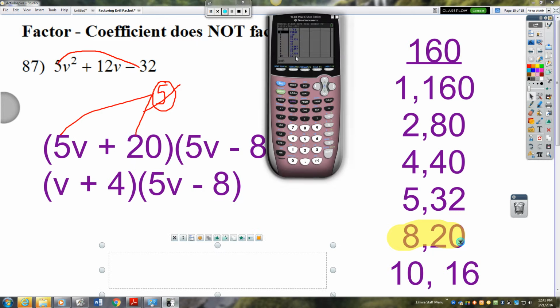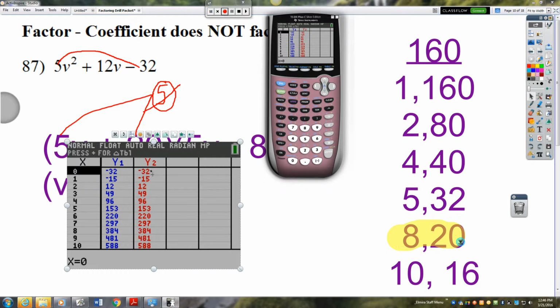And here again, you can go into your calculator, go to your y equals, and put in 5x squared plus 12x minus 32, and x plus 4, and 5x minus 8. Look at your table, and you expect to get both y columns the same. That's how you check, then you know you did it right.